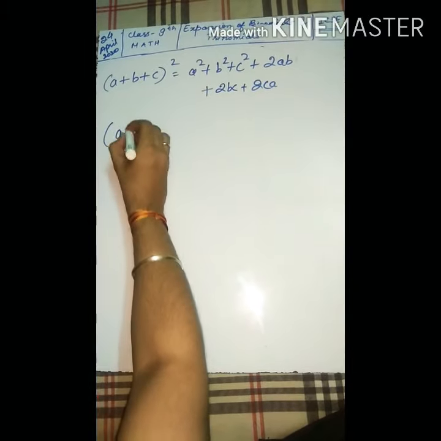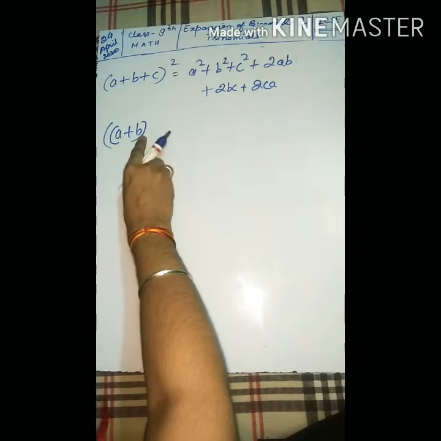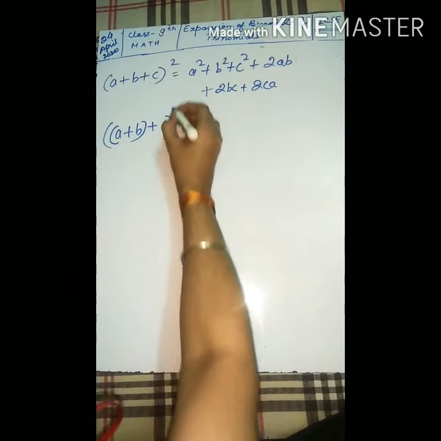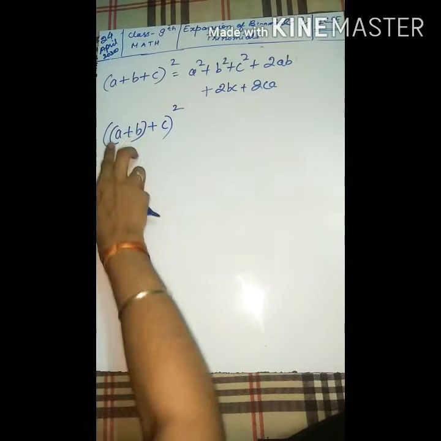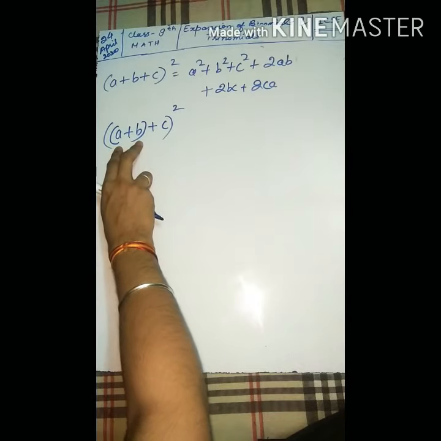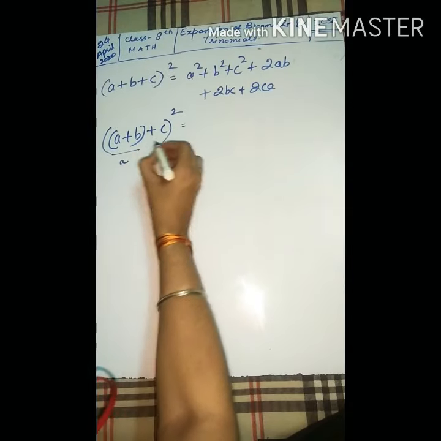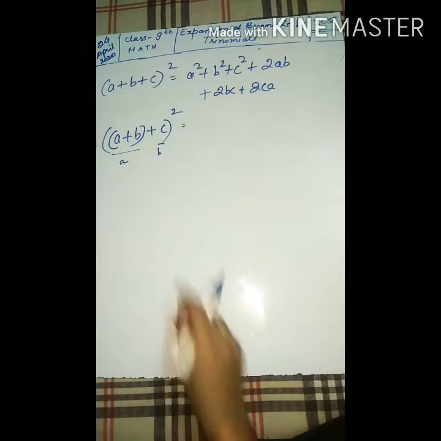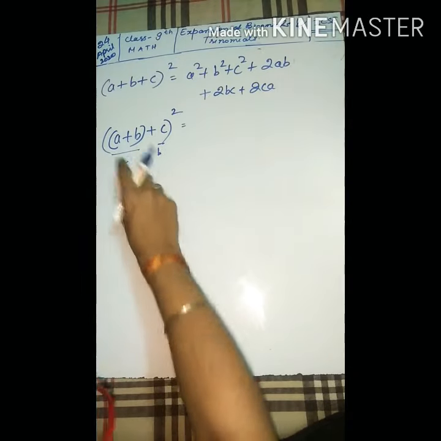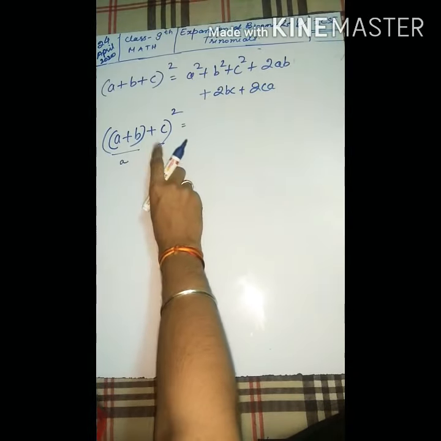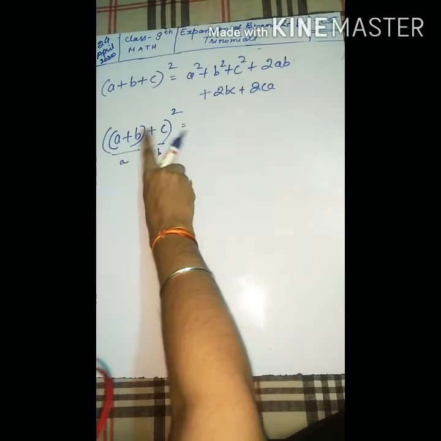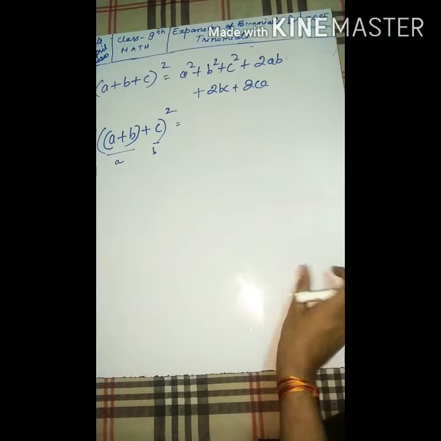So what I did is I have used an associative property. I have associated these two, that means a plus b I have taken in one unit, and c, the whole square. Now let us consider this as a and this as b. Now can we use the (a plus b) whole square identity, where a is a plus b and b is our c? So let us use the (a plus b) whole square identity in it.